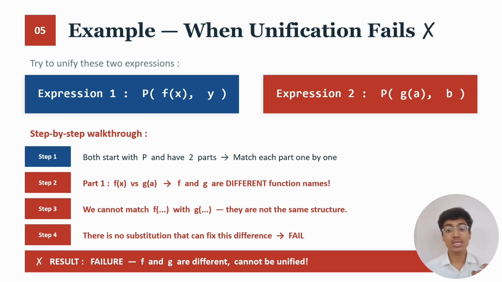They are not the same structure. There is no substitution that can fix this difference, so it fails. The result is failure. f and g are different, they cannot be unified, meaning the f in expression 1 and the g in expression 2 are different functions with different names. That's why unification fails.